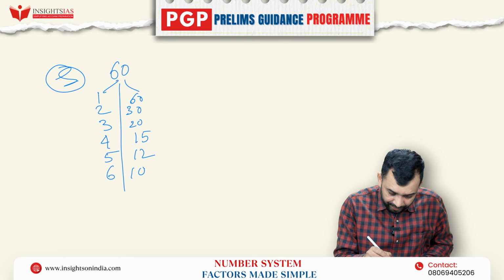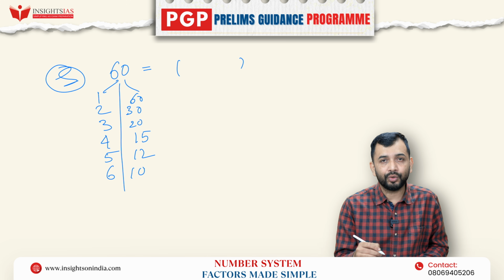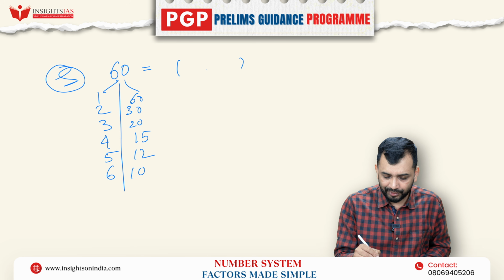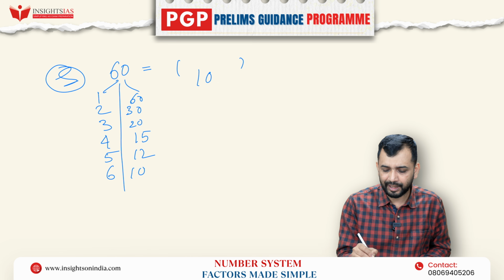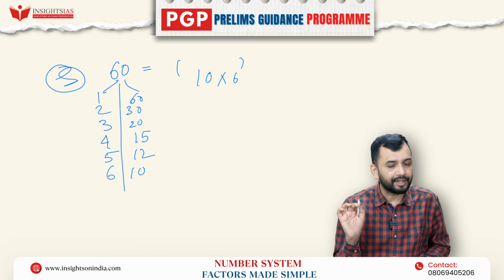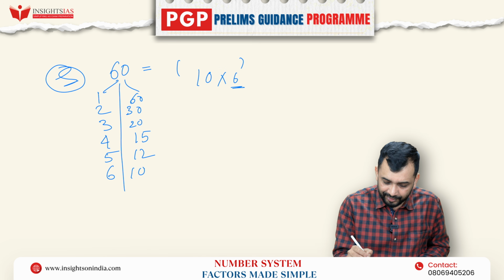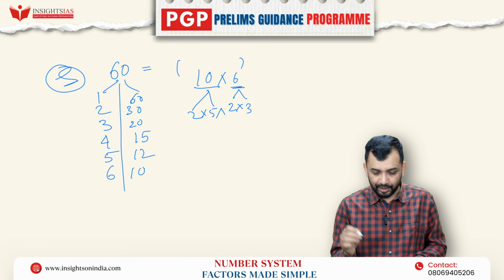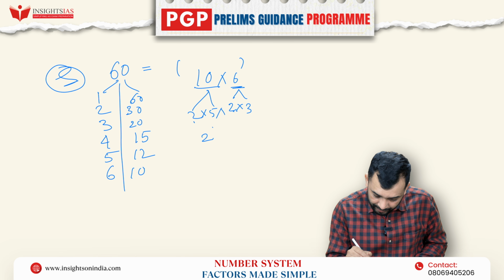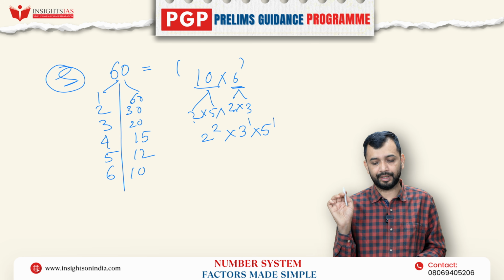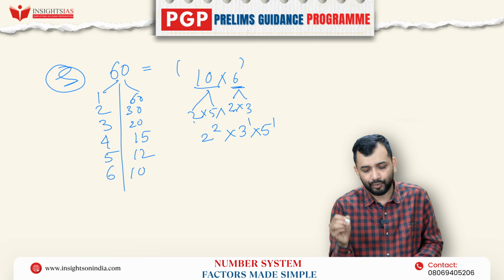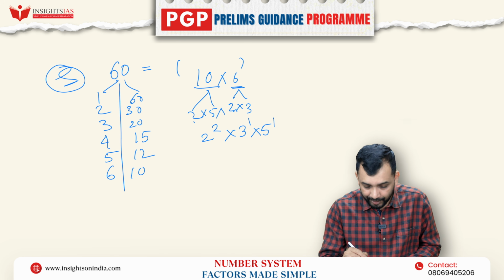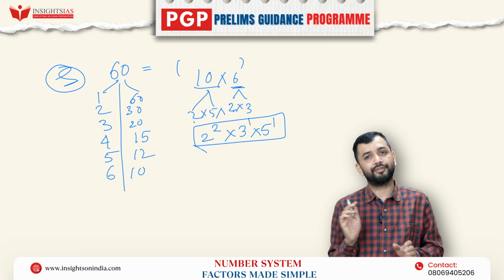Now, first is how to find the number of factors. How do you write 60? Any number you write, first you write whatever comes to your mind. For example, I write 10 into 6. Now, both 10 and 6 are not prime. So, divide this 6 further down, 2 into 3. Similarly, 10 can be written as 2 into 5. Now, everything is in prime. How many times? 2 square into 3 one time into 5 to the power 1. That is 2 square 4, 4 into 3 12, 12 5s are 60. This has been now written in the form of prime factors.